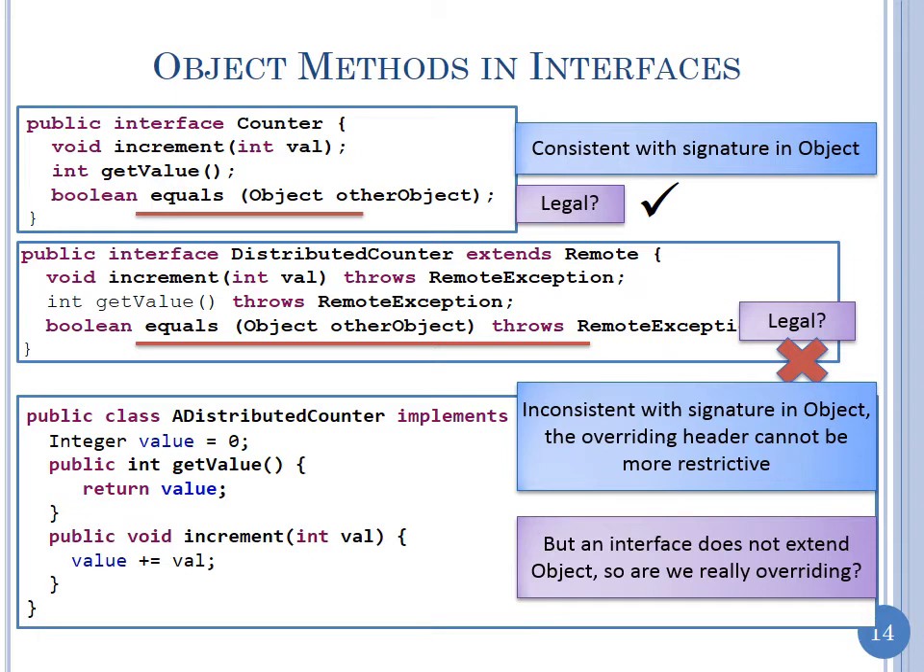An interface can be a subtype of a type if the interface extends a type. But is an interface ever a subtype of a class? Does any interface extend Object directly or indirectly? Okay, so the answer is, interfaces don't extend classes. So what's really going on here? Are we really overriding or are we not?